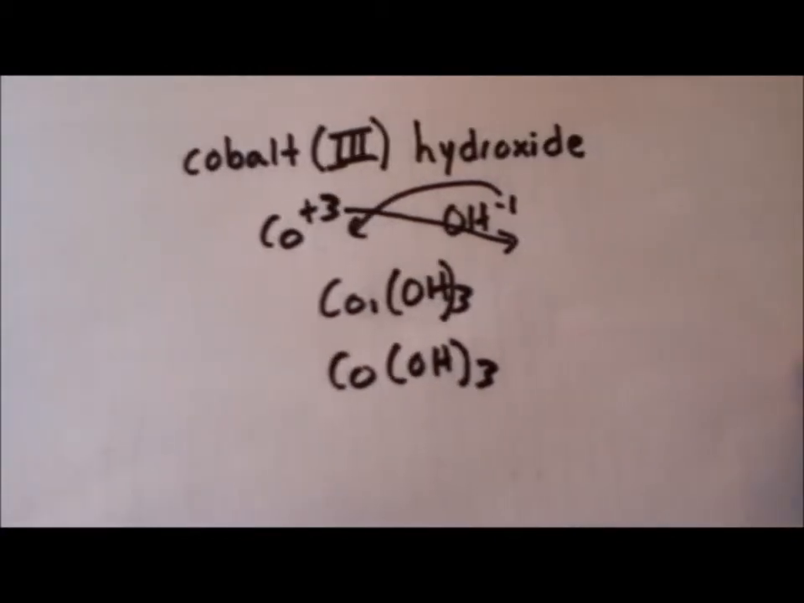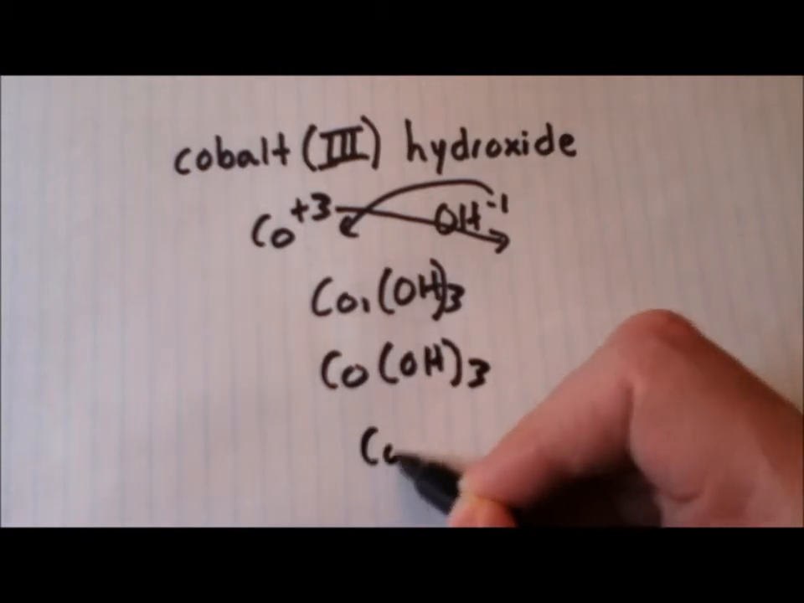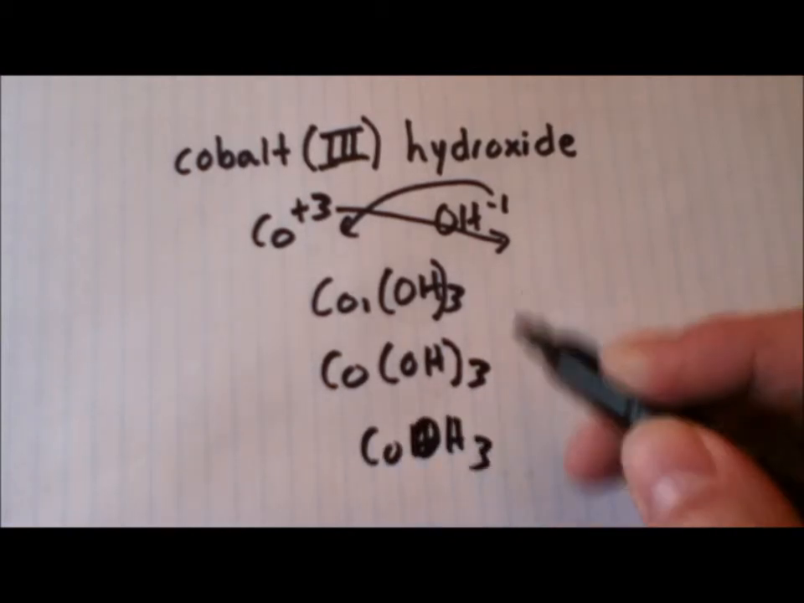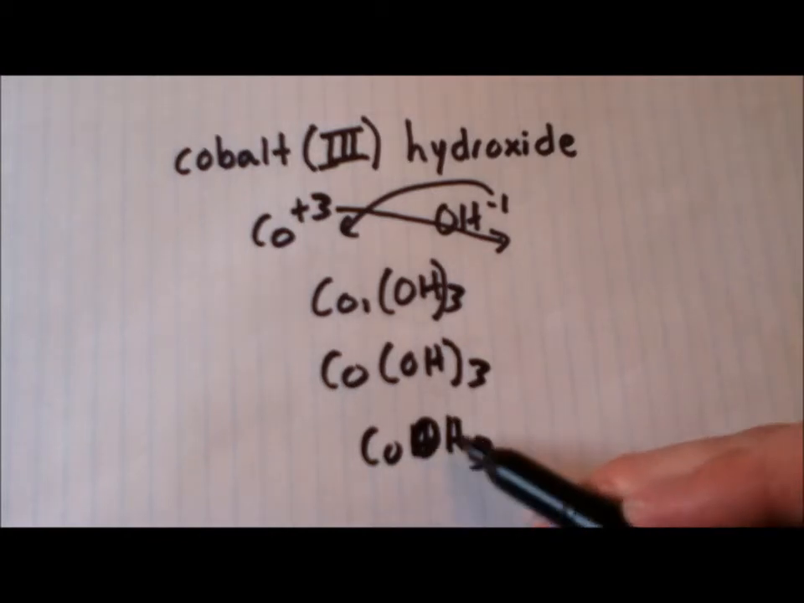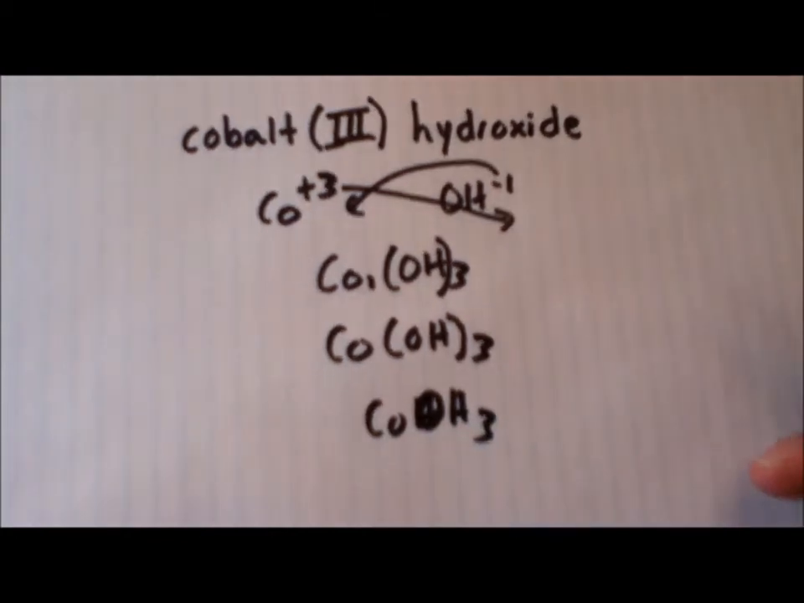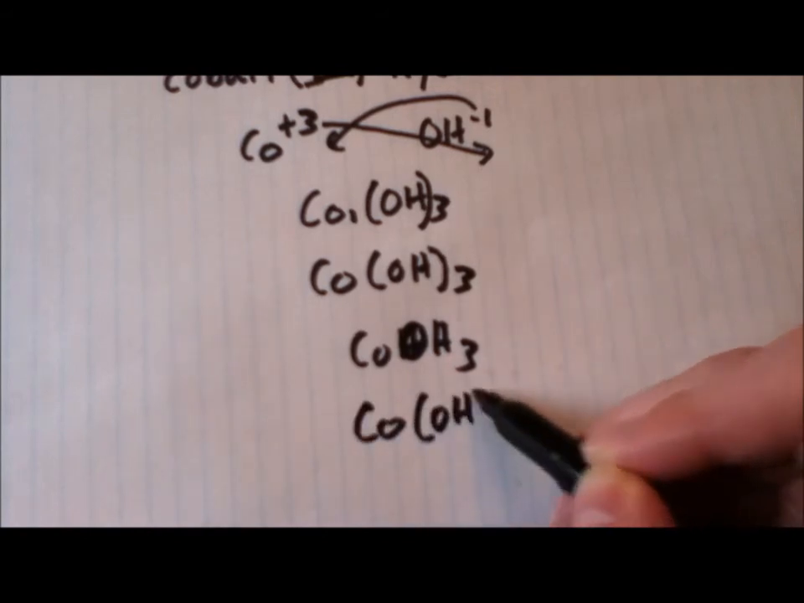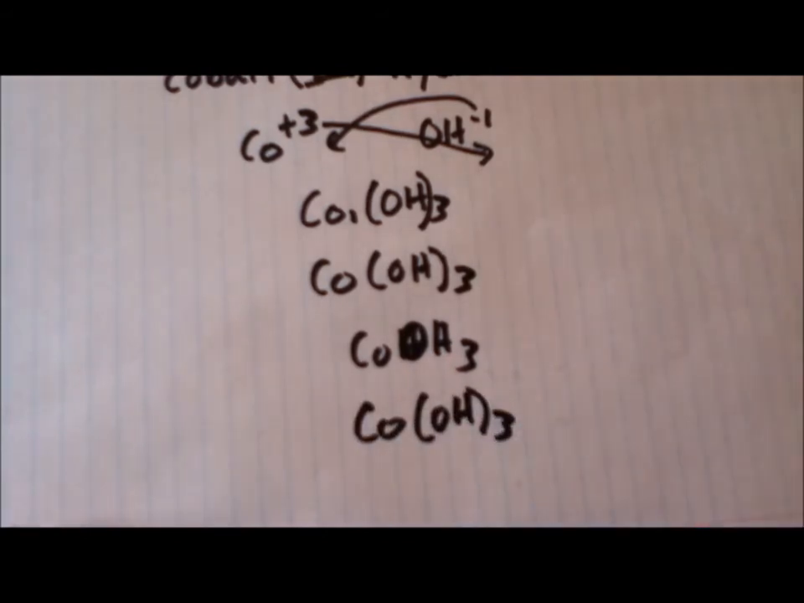In this particular example, it would be incorrect to leave the formula like this, without brackets, because this indicates that we have cobalt, oxygen, and 3 hydrogens, when in fact that's not what we have. What we have is cobalt, hydroxide, and we have 3 of those hydroxides.